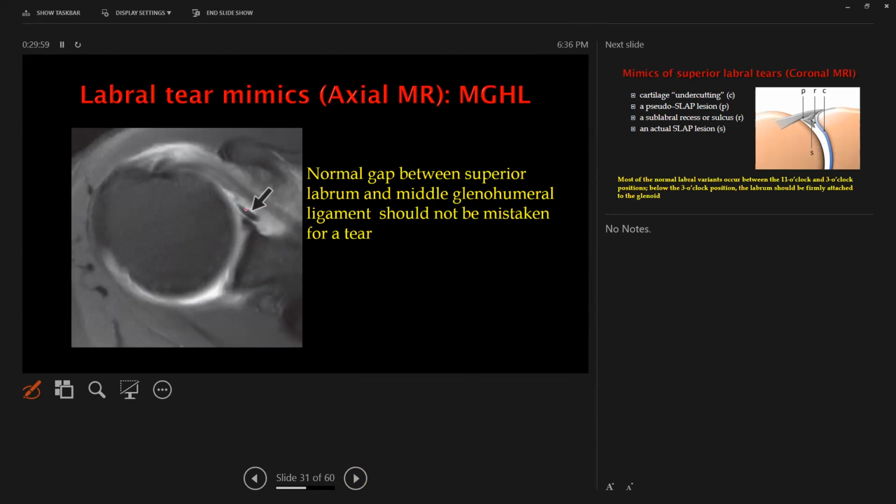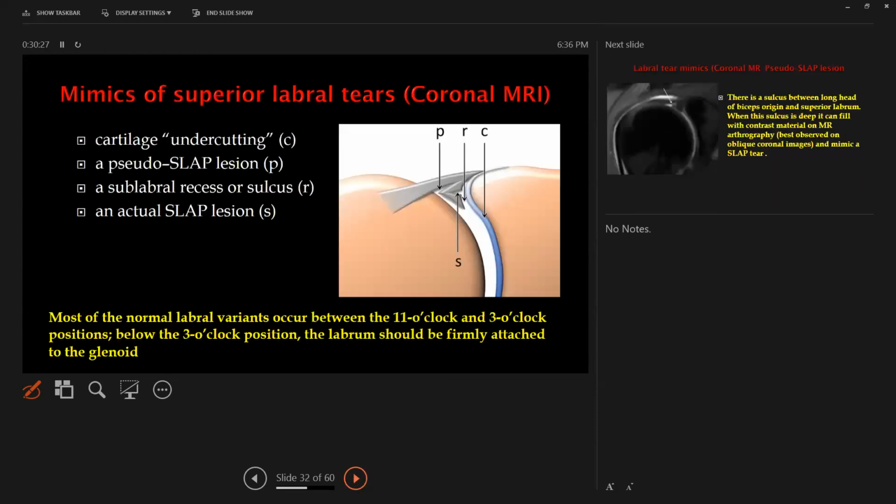Again, this is the middle glenohumeral ligament, and this is the anterior labrum, and this is the middle glenohumeral ligament. When they are in close proximity, I'll show you another example, which is the next picture, this can look like a tear. This is not a tear, just one slice. If you just interpret on one or two slices, then this can look like a tear. However, this is just the middle glenohumeral ligament giving a tear-like appearance.